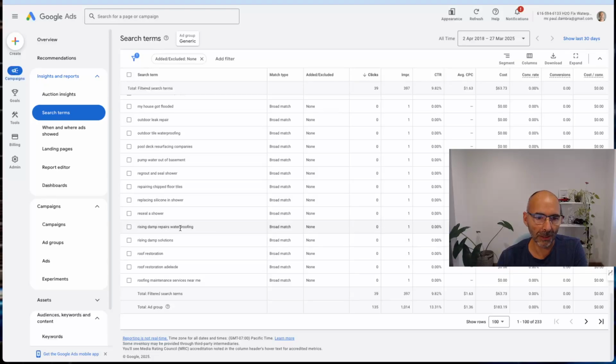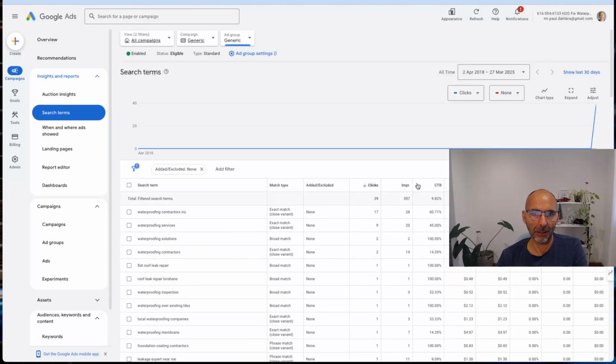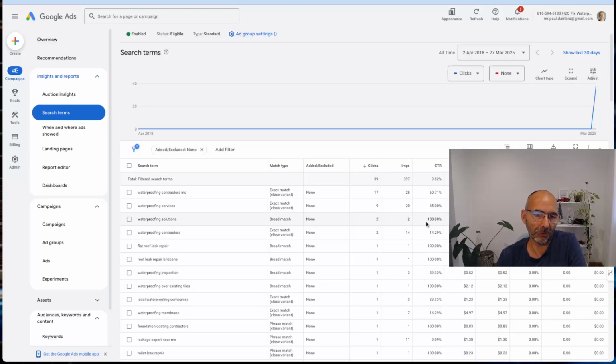They don't do rising damp repairs. They don't do roof restorations. They definitely don't do roof restorations in Adelaide. So by the owner clicking accept or approving or whatever they pressed on the app, they've now created a campaign that's now getting shown to a whole much wider array of words, a lot of which may not be relevant. And so the challenge now is to clean all that up.